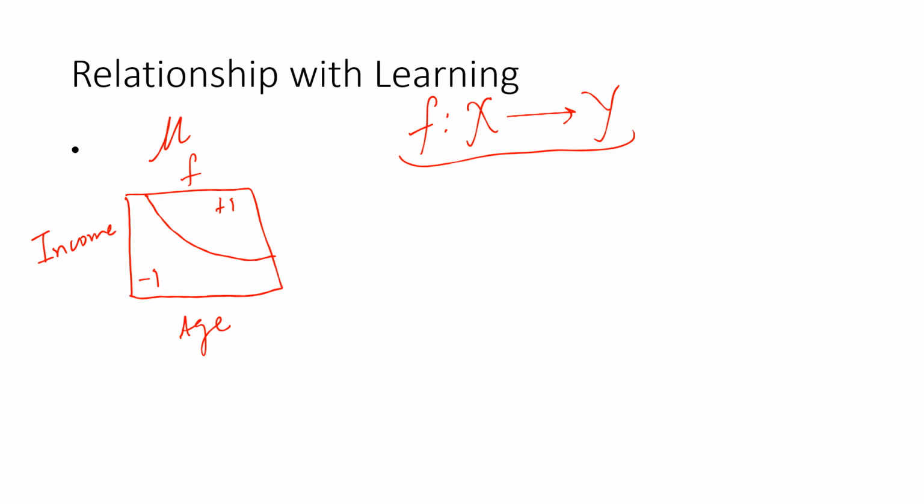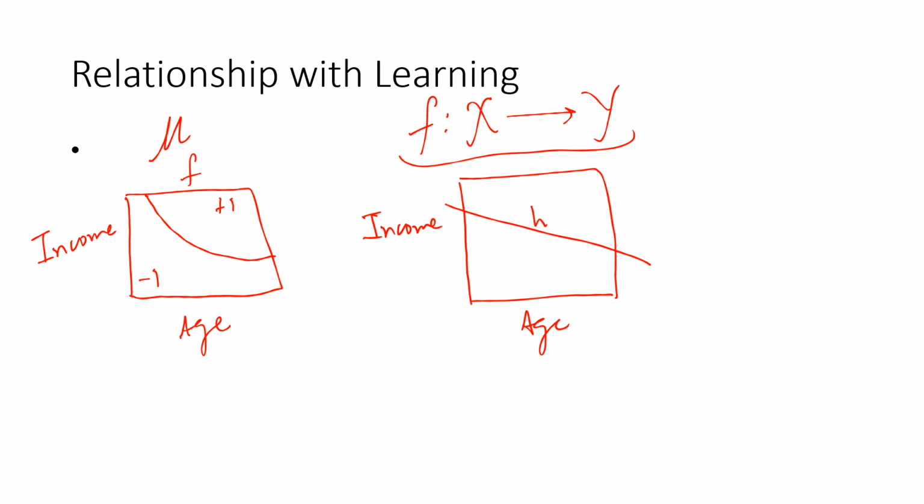Let's say I have multiple hypotheses. I have a hypothesis set, and one of the hypotheses looks something like this. Again, the same graph, the same variables, income and age, but my hypothesis h looks something like this. So this is one h belonging to that hypothesis set H, and again, this is +1 and this is -1.